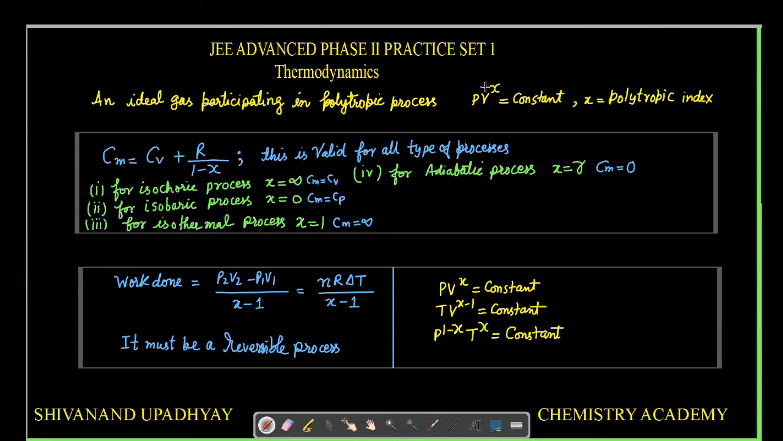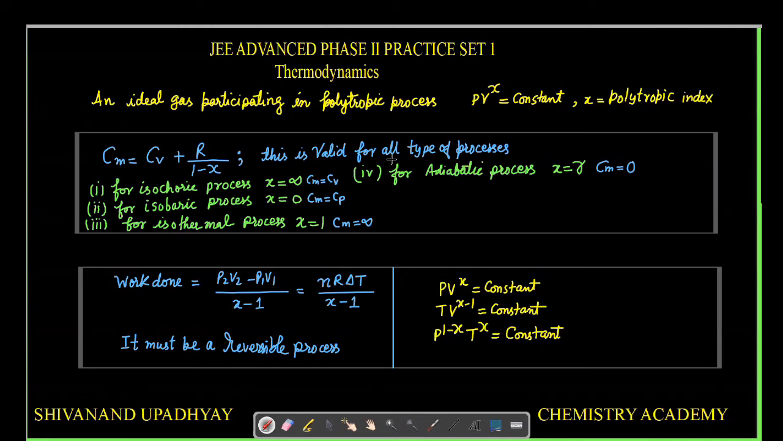So when we are discussing the polytropic process, the value of X should not be equal to infinity or 0 or 1 or gamma, because if it is infinity, it is isochoric. If it is 0, it is isobaric. If it is isothermal, then X is equal to 1 here. For all these values, we have already studied these. This formula we derived when X is not equal to these values, but the formula is valid when X is equal to these values also.